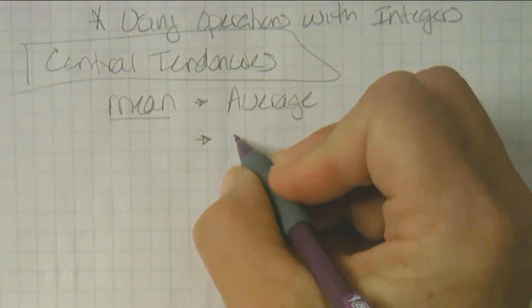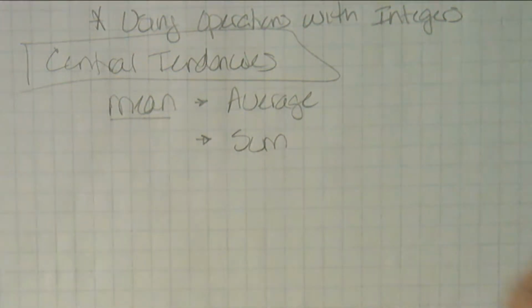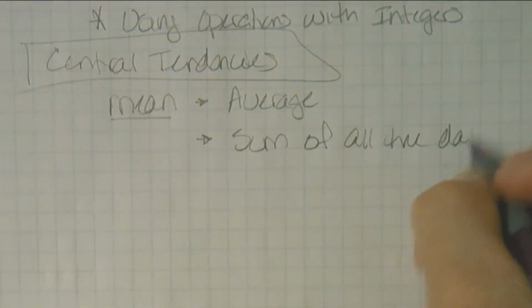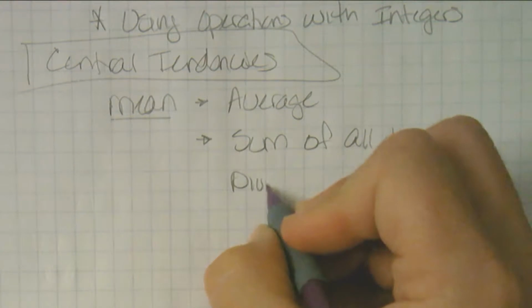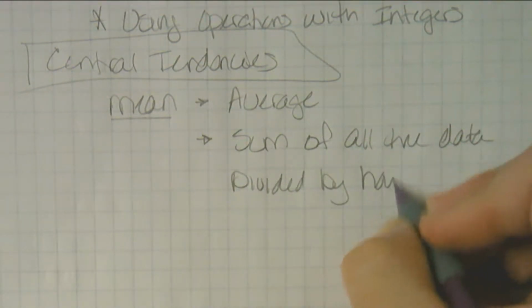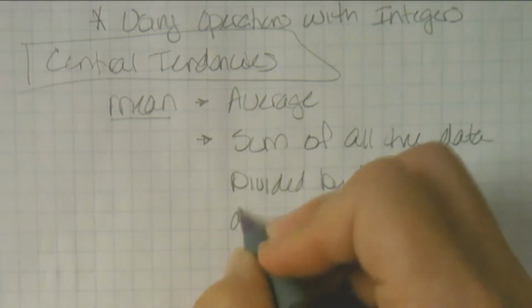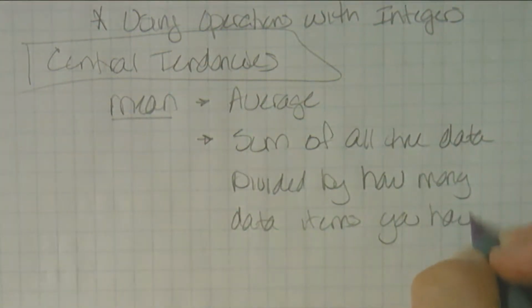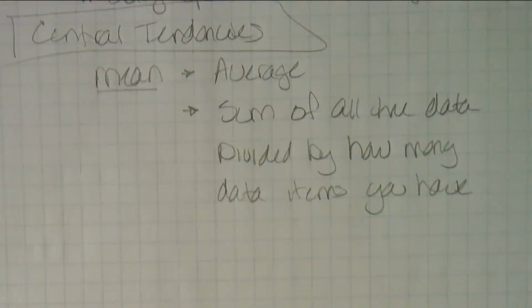Excellent. This is the sum. Sum means add. The sum of all the data, divided by how many data items you have. Nice job. So I totally agree with you. When I think average, I think mean. When I think mean, I think average. We use the word average much more often than we use the word mean.